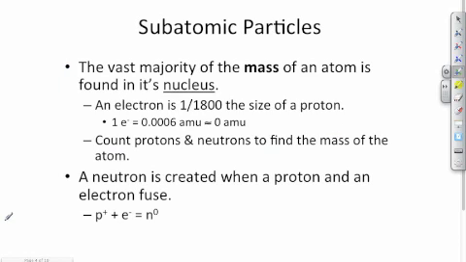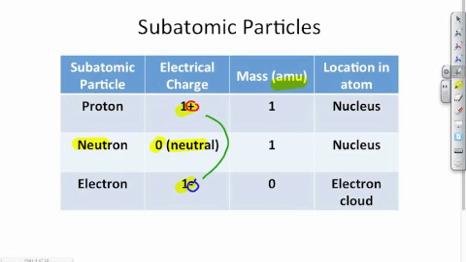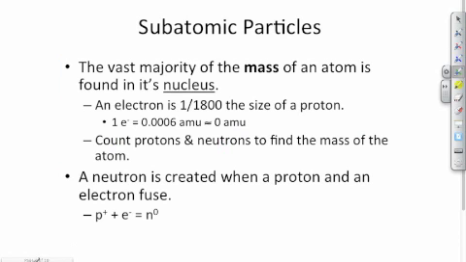Here's another slide that just kind of summarizes what we've talked about. If you consider that the proton and the neutron all have a mass of 1, whereas the electron has a mass of 0, and the protons and the neutrons all hang out in the nucleus, you can imagine that the vast majority of the atom's mass is located in its nucleus.